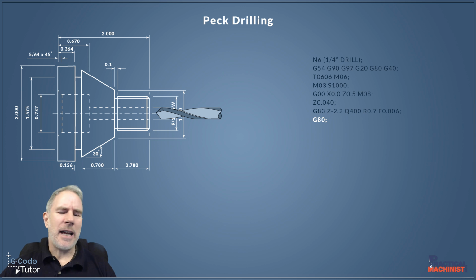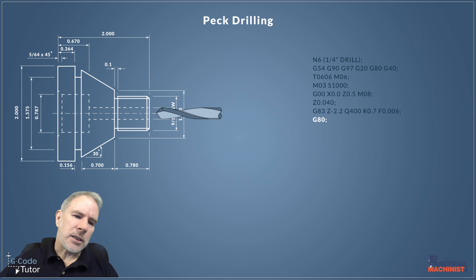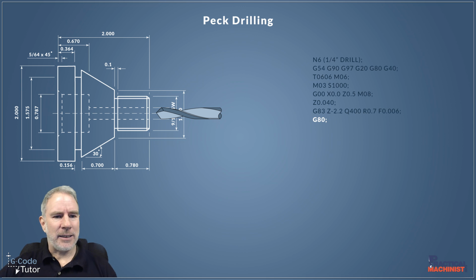Okay, so after any cycle, we need to cancel it with G80. Of course, if we have to stop the machine halfway through that peck cycle, start on a different sequence, we do have that G80 also in the safety line that will cancel it there. But after all cycles are finished, we need to issue a G80. So we're going to issue that G80, and that's going to tell the machine there are no more cycles active, and we're just doing normal point-to-point kind of machining from now on.